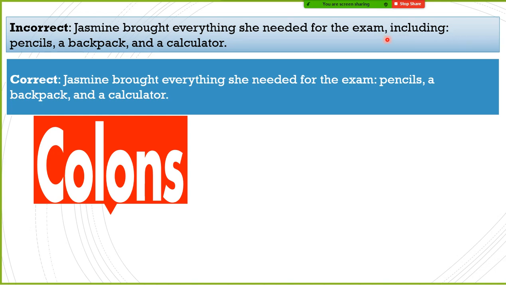Okay. Now, it says "including" and then puts a colon. This is a mistake. We should not put "including" here. We should put the colon directly. So this is how the sentence should look. Jasmine bought everything she needed for the exam. This is the complete sentence, an independent clause. And then I put the colon. Why? To mention the list of things that she had bought. What did she buy? She bought pencils. She bought a backpack. She bought a calculator.